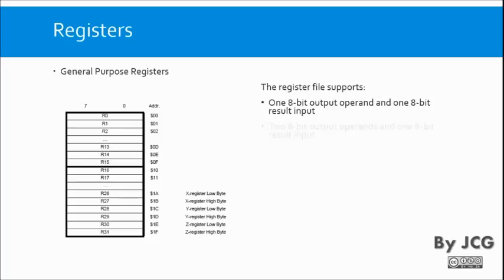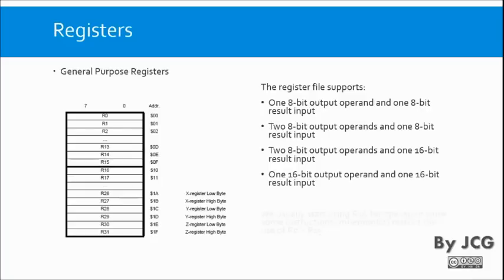The register file supports several types of operations inside the ALU or inside the CPU, which are the following. For instance, we can add two registers. Each register is 8 bits wide, and the result is also going to be 8 bits wide. But for instance, we can have a multiplication where we have two 8-bit operands, but the result is going to be 16 bits wide.